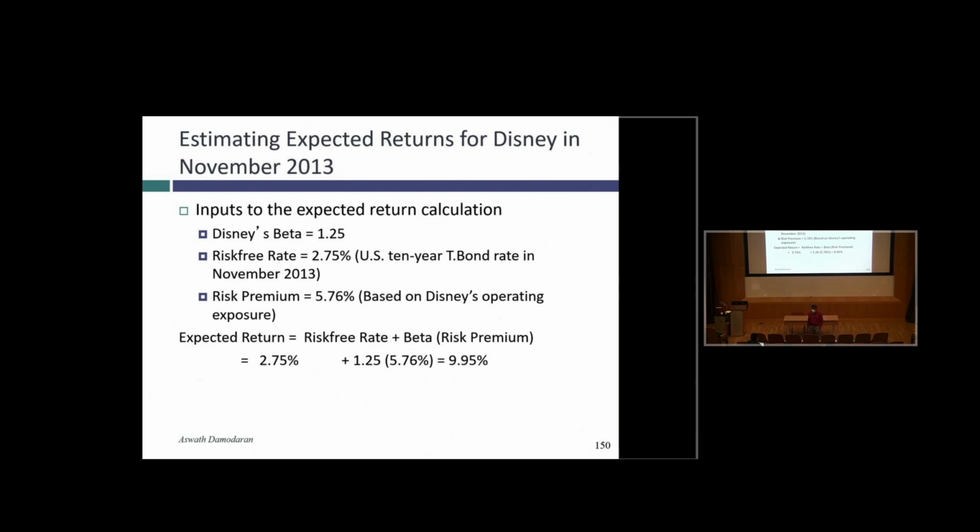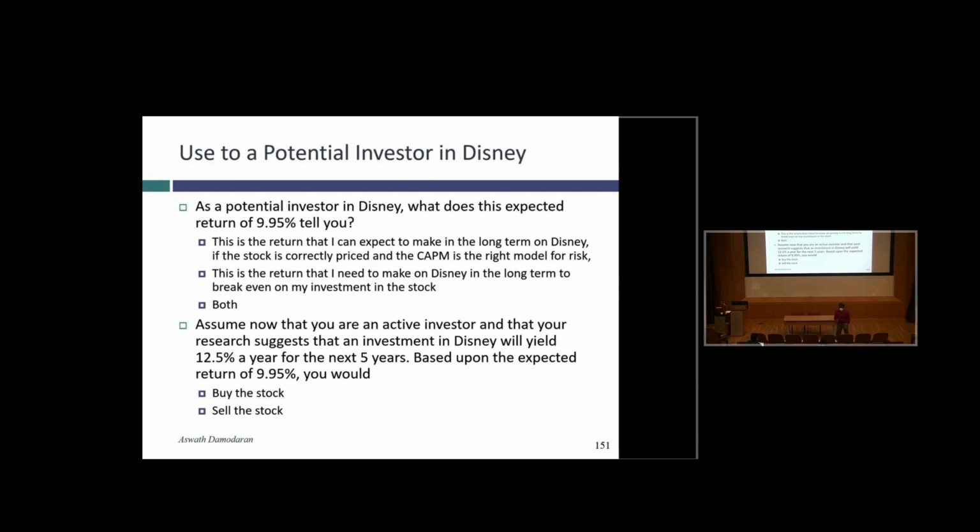I've done the number crunching for you. I've come up with 9.95%. And I'm going to read a couple of statements to you, and you tell me whether this is a fair description of what the 9.95% means to you as a potential Disney stockholder. 9.95% is the return that you can expect to make in the long term on Disney if the stock is correctly priced and the CAPM is the right model for risk.